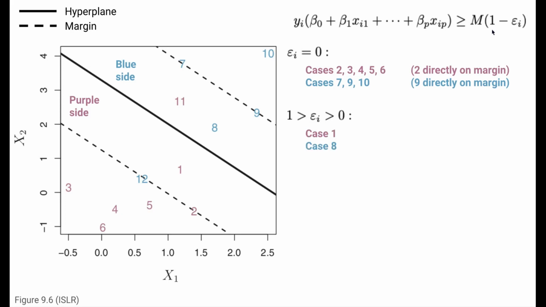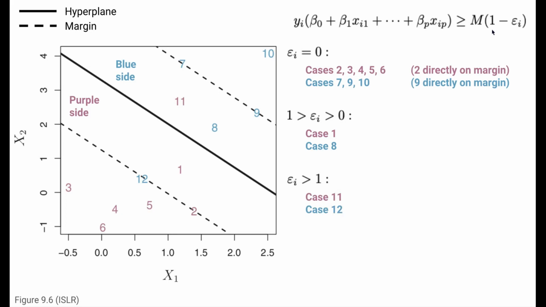So when epsilon i is greater than 0 but less than 1, this is the situation where a case is on the correct side of the hyperplane, that solid black line, but on the wrong side of the margin. So for the purple class, this is case 1 because it is indeed below the separating hyperplane, but it is not on the correct side of the margin. That is, it's not below the dashed line. Similarly, for the blue side, case 8 is correctly above the hyperplane, but it's not above the margin.